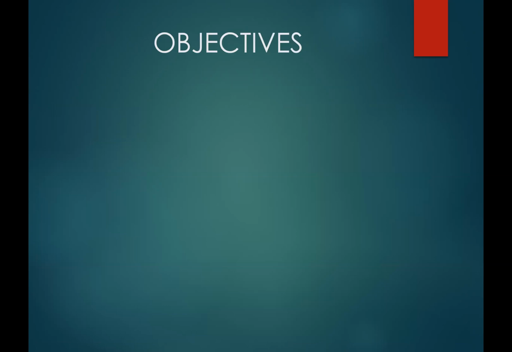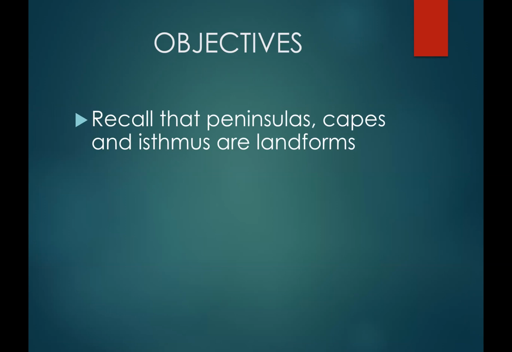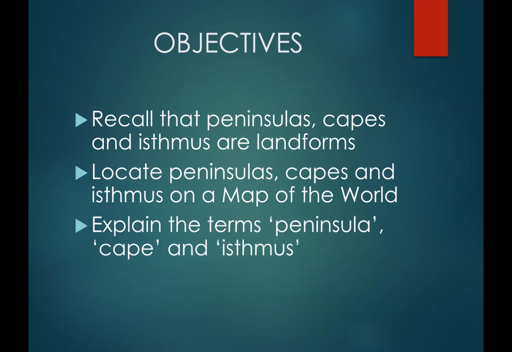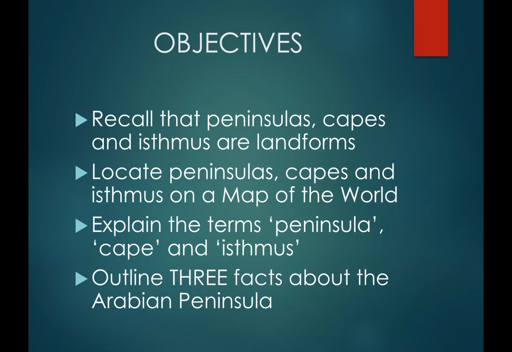Let's take a look at today's objectives. Recall that peninsulas, capes, and isthmus are landforms, and we have already established that. Locate peninsulas, capes, and isthmus on a map of the world. Explain the terms peninsula, cape, and isthmus. Outline 3 facts about the Arabian Peninsula.